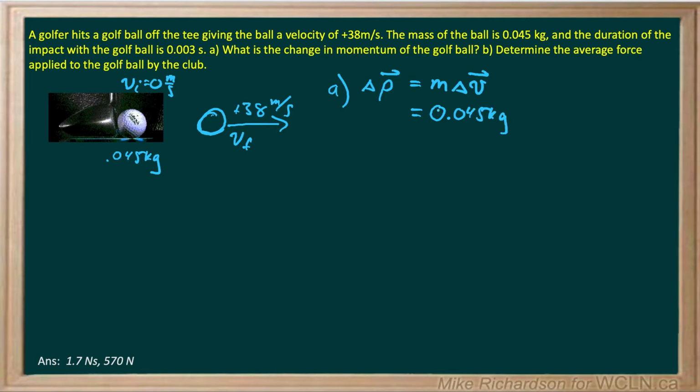So when I write my equation, the change in momentum of the golf ball is mass, 0.045 kilograms, times my change in velocity, which is final minus initial. And when I sort that out, I end up getting 1.7 Newton seconds, or 1.7 kilogram meters per second. Those units are equivalent. And that change in momentum is to the right in my diagram, so away from the club.